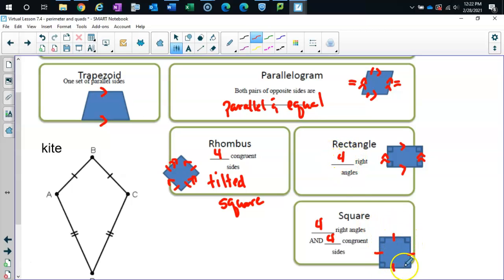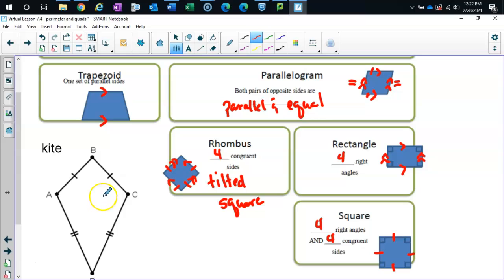Does a square have 4 right angles? Absolutely. A square is also a rhombus because the definition of rhombus is 4 congruent sides. This has 4 congruent sides. A square is also a parallelogram. Definition of a parallelogram is opposite sides are parallel and equal, and that is true in a square. Okay? So those are quadrilaterals.